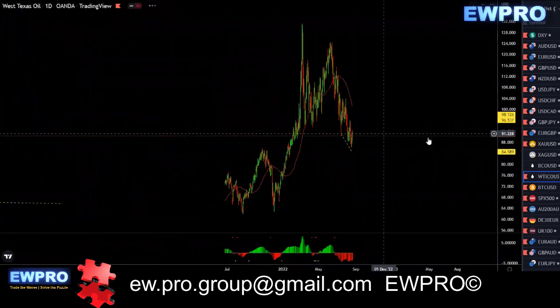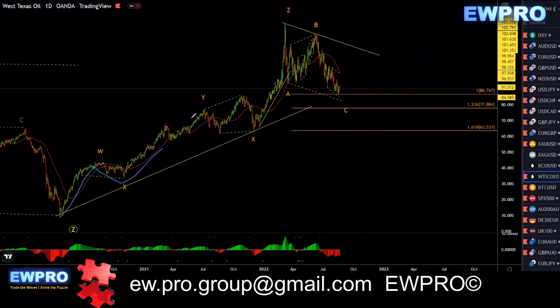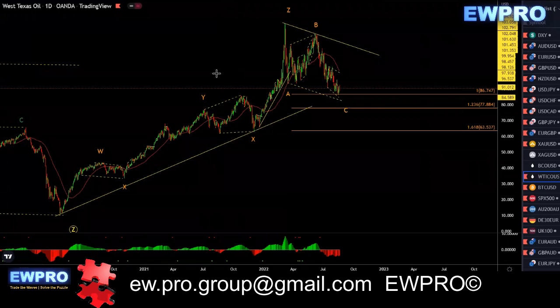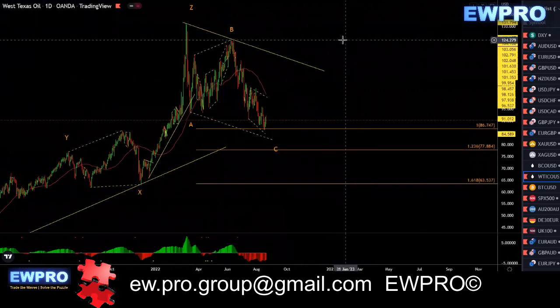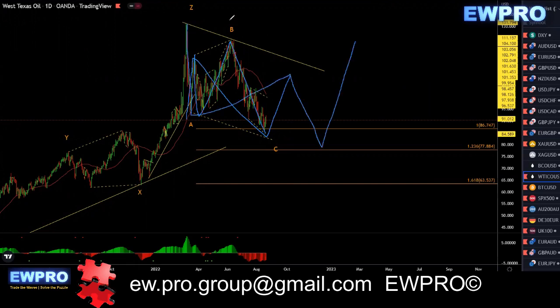WTI on the daily. So we got that WXY, X2, Z up. We lost all the bearish divergence, so I was just looking for a correction in here before we get more upside. I'm looking at this as an A, B, C, and then we get an A, B, C, then the A, B, C before we go up and break that top. That's the structure that I'm sort of looking at.